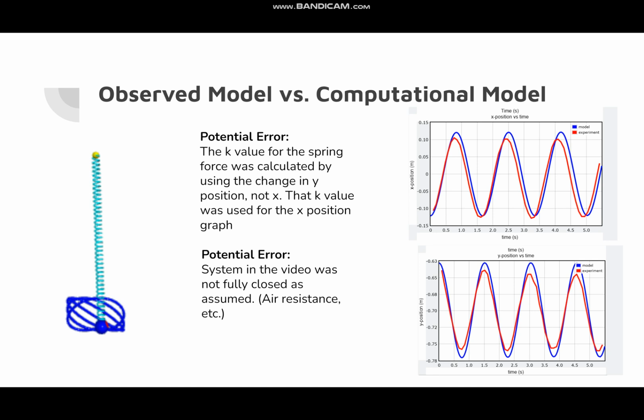As you can see, the model outputs are to the right there. Not too bad. Some error for the first model, which is x position versus time, is that the K value we calculated was using y position data, not x, so there might be some discrepancy there. And for the y position versus time, a potential error may be that we assumed that the system was fully closed, which we know that it is not, since things such as air resistance can act upon the system, which could cause some discrepancy there.